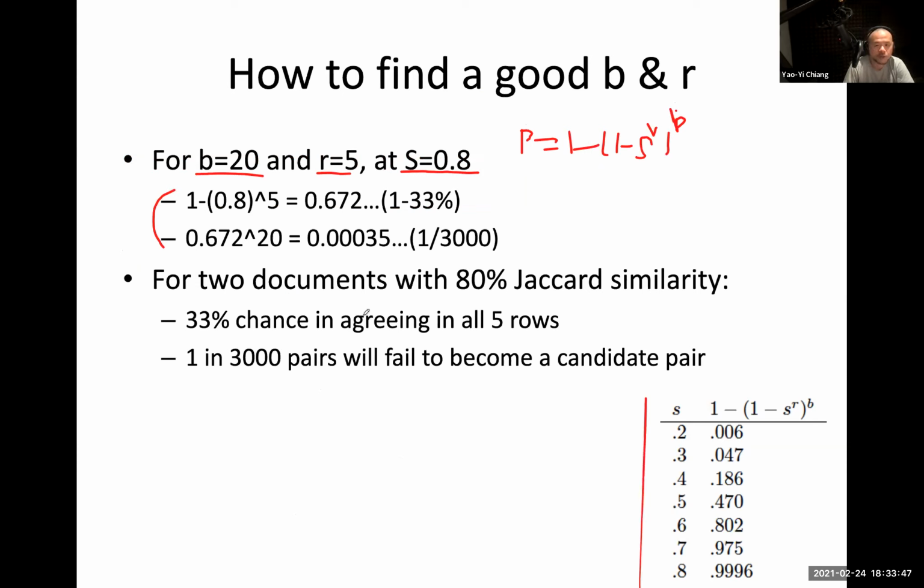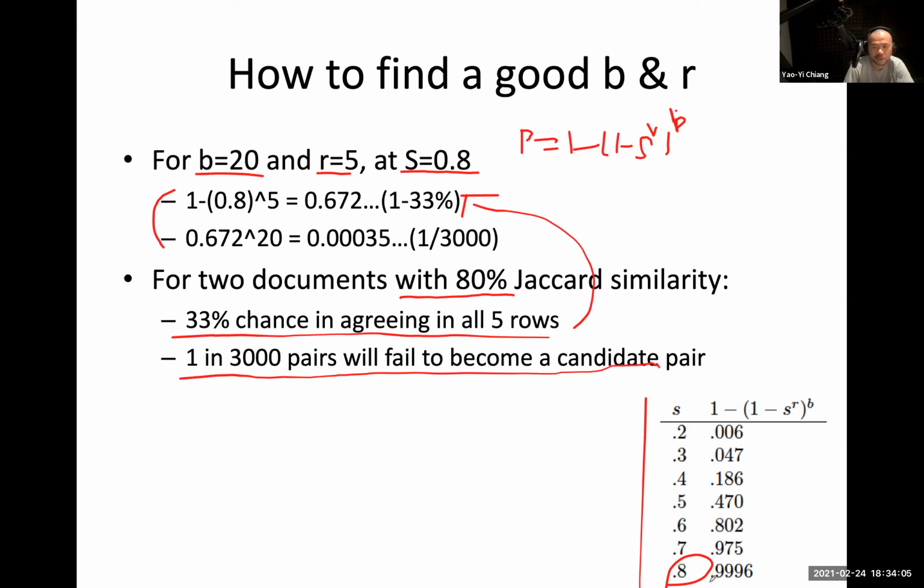So this tells you that for two documents with 80% Jaccard similarity here, there is a 33% chance they agree in all 5 rows, which is here. And 1 in 3,000 pairs will not become a candidate, right? So that's why you have a really high probability to become a candidate.